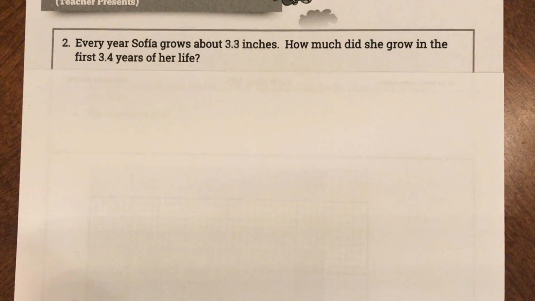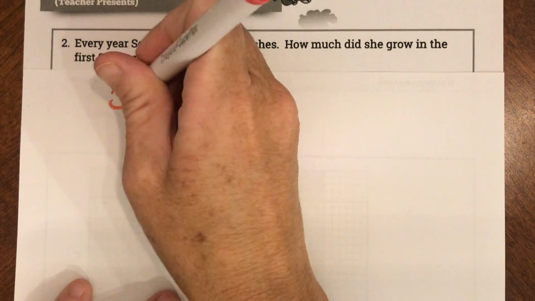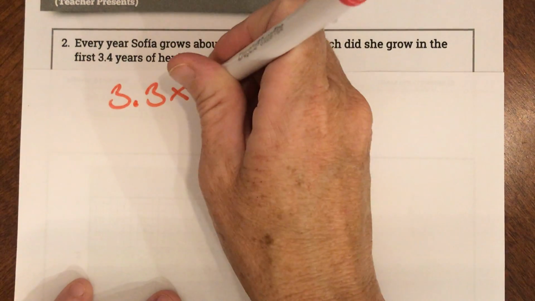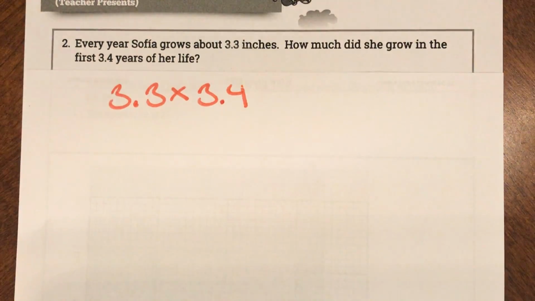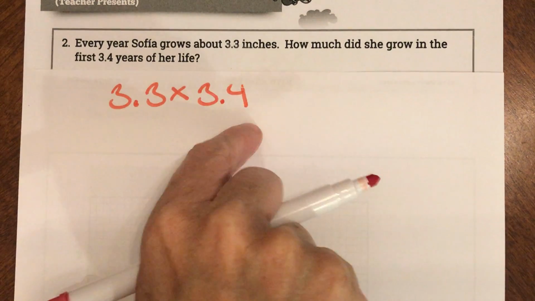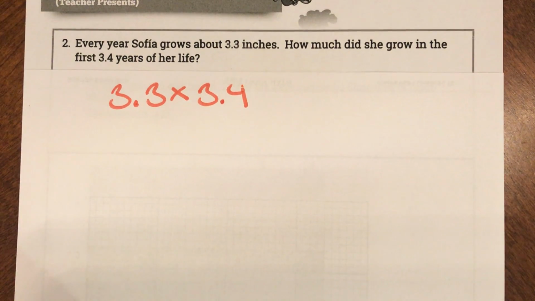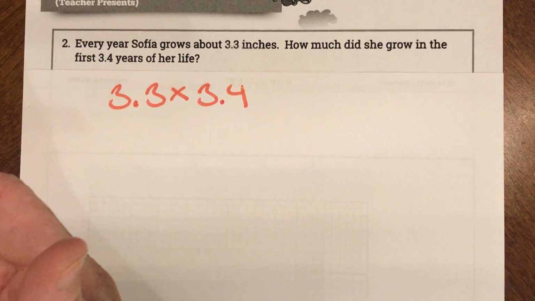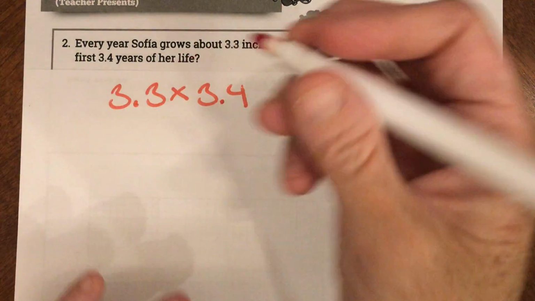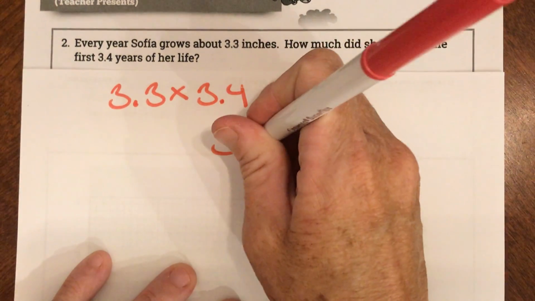Okay, let's look at another one of these. It says, every year Sophia grows about 3 3/10 inches. How much did she grow in the first 3 4/10 years of her life? So they want me to multiply 3 3/10 times 3 4/10. Just like before, they're both 2 digits. So when I set up the problem for step 1, not one factor is longer, so it doesn't matter which one goes on top.